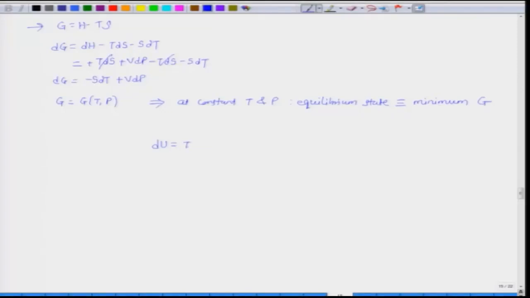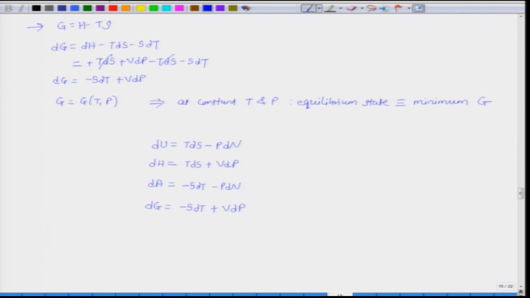So in terms of all these variables, now we have developed what we call the equations of state, right. So in terms of internal energy or entropy, we define dU is equal to T dS minus P dV, dH is equal to T dS plus V dP, dA is equal to minus S dT minus P dV, and dG is equal to minus S dT plus V dP.